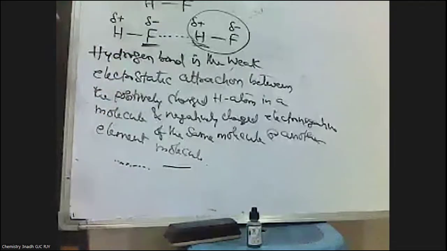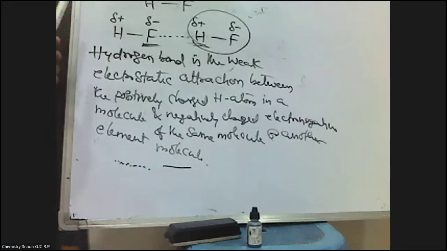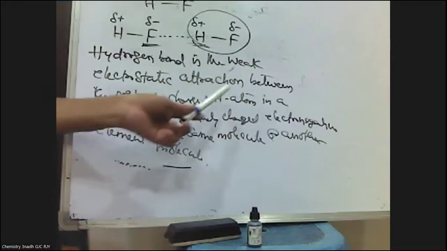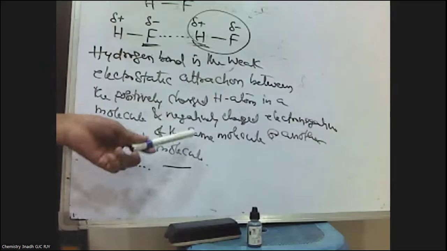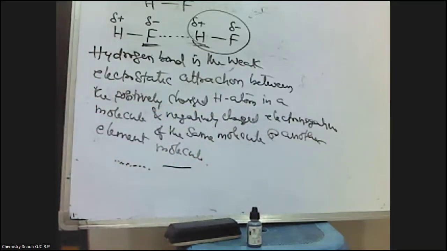So what is hydrogen bond? Hydrogen bond is the weak electrostatic attraction between the partially positively charged hydrogen atom in a molecule and a negatively charged electronegative element of the same molecule or another molecule. So this we are calling the hydrogen bond. Right? So why is hydrogen bond formed?